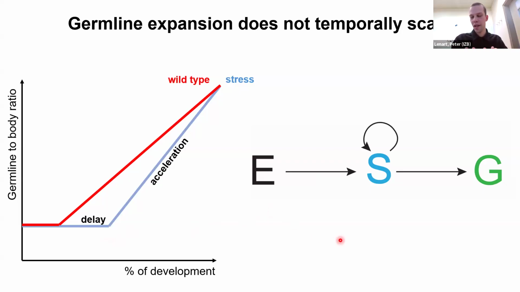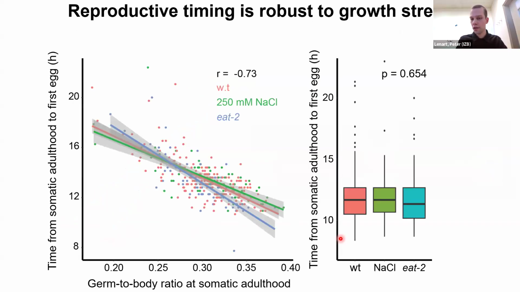Okay, so this is how C. elegans keep their germline divisions robust in stress. But does this actually help the more important trait, which is the onset of reproduction? And it seems it does, because across all these conditions, the onset of reproduction is not changed. So even in stress, worms take the same time to start to reproduce after reaching maturity. And if I plot individual worms on top of each other, this correlation seems to be basically the same in all conditions.